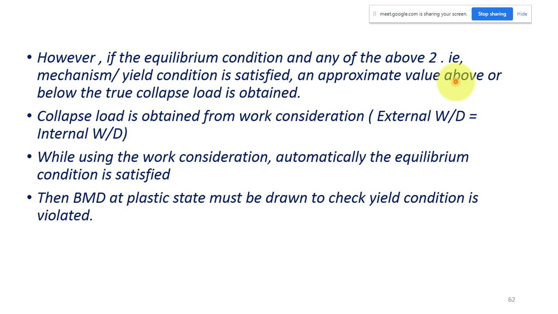Finally, we have to compute this collapse load. That is our ultimate goal. We have to estimate how much load the structure can take. We usually find this by using the energy principle, that is, the work consideration. We take the external work done by the external load, and that will be equal to the internal work done. We use that principle to find the value of the collapse load.